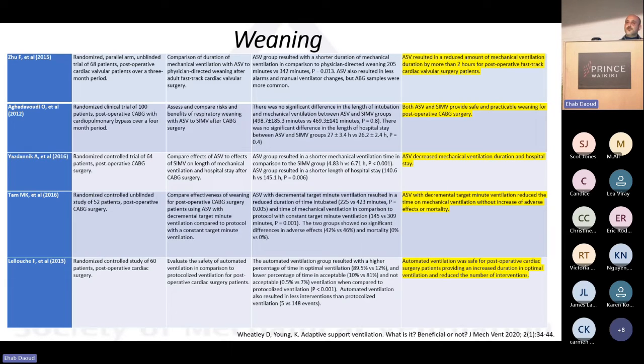All right, most of the evidence of intelligent ventilation or optimal ventilation actually comes from weaning studies. Again, the same article in the same journal shows all the evidence. It showed that most of the time ASV does better and in a shorter time compared to conventional weaning, especially in post-operative CABG patients. I'm not sure exactly why they pick CABG, but anyway.